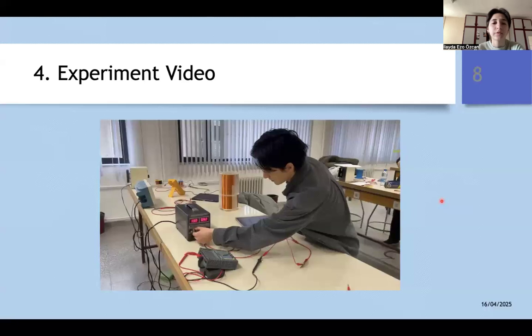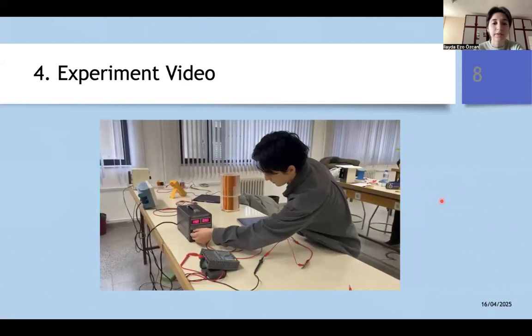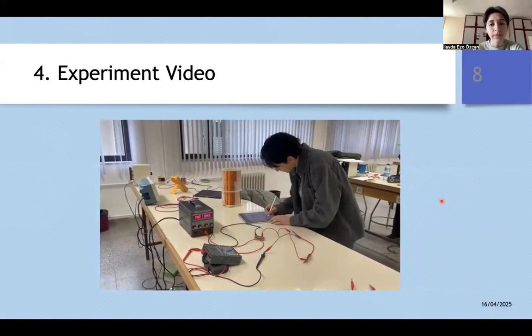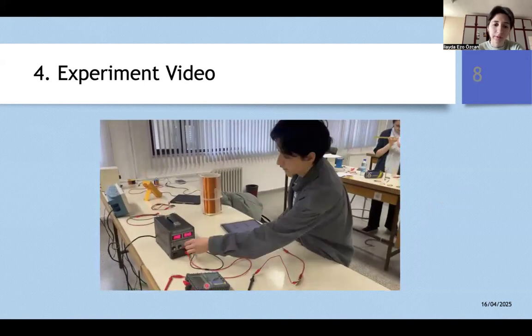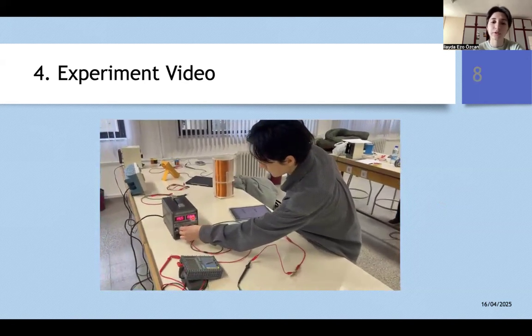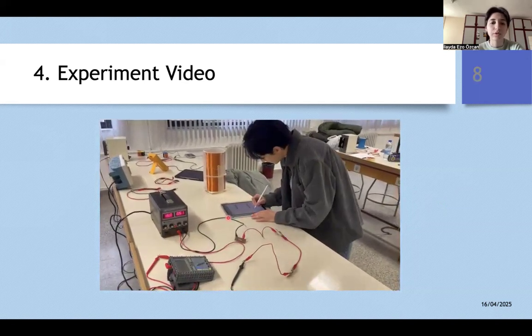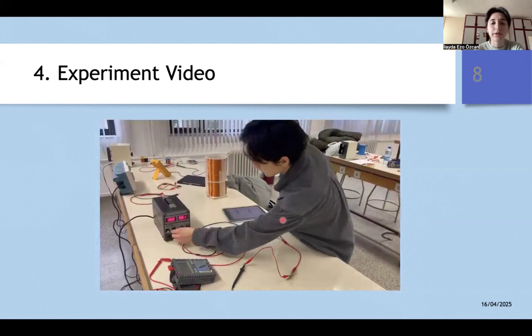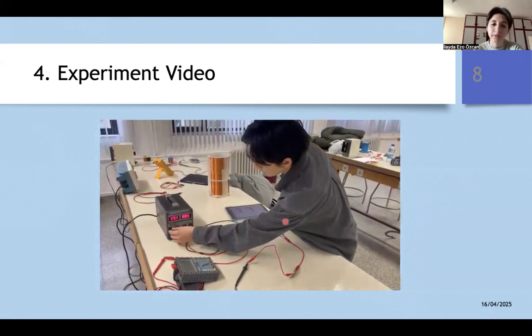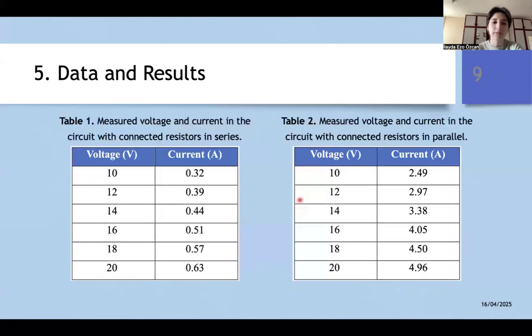I started from 10 volt to 20 volt and increased the voltage in 2 volt steps. And I noted down the current values at each of these voltage differences. Then I also used these data points to fill up a table showing the results. This procedure was implemented in both configurations, series connection and parallel connection.